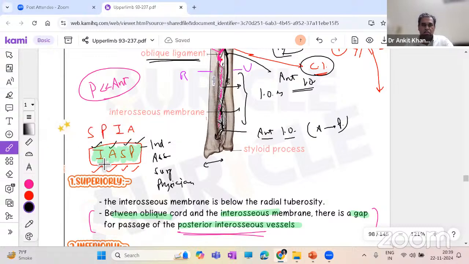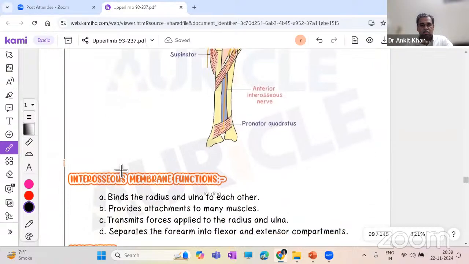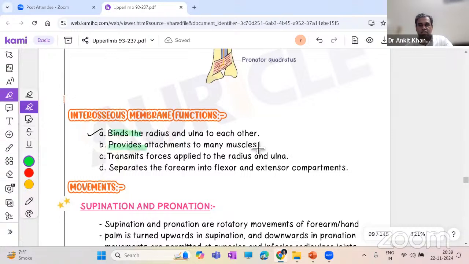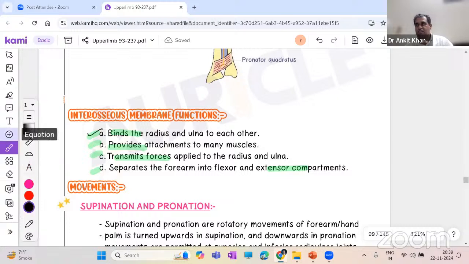Okay, now as we go more down, we'll see others. So interosseous membrane clear. Function: basically, it will bind the ulna and the radius both. It provides attachment to the muscles, transmits forces, and separates the forearm into flexors and extensors. That was a very, very important function. All these four. If this question is asked, you can answer with these four points. The examiner is going to be impressed without a doubt, and you're going to score good marks. This is actually very straightforward, simple functions of interosseous membrane.